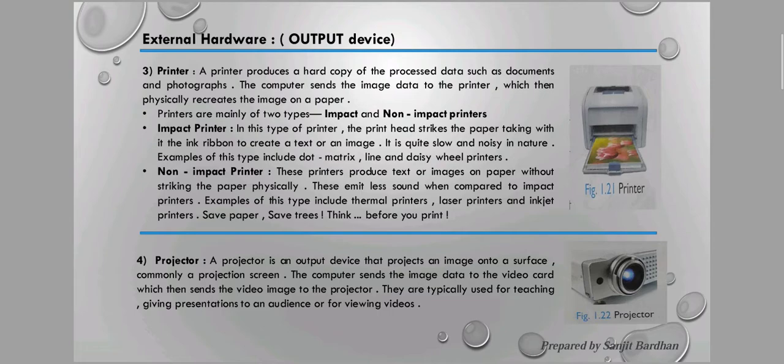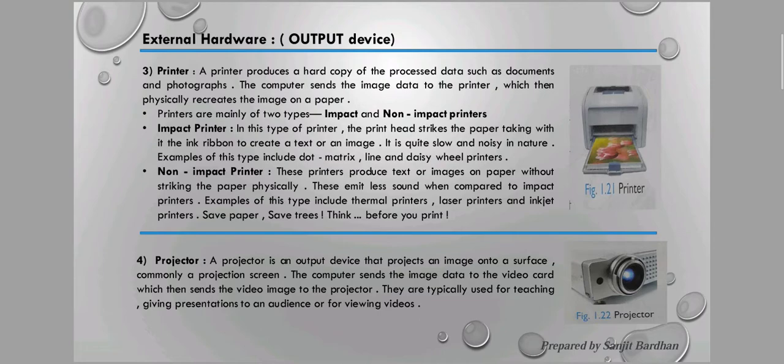Next is non-impact printers. Non-impact printers are the most useful printers. The printer produces text or images on paper without striking the paper physically. This emits less sound when compared to the impact printers. That means non-impact printers are usually fast and also emit less sound than the other type of printer, impact printer. The examples of non-impact printers are thermal printers, laser printer, inkjet printer, etc.